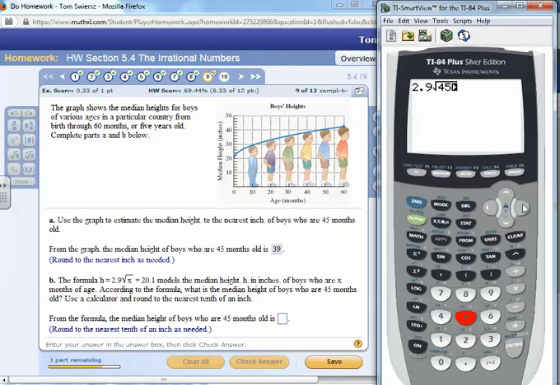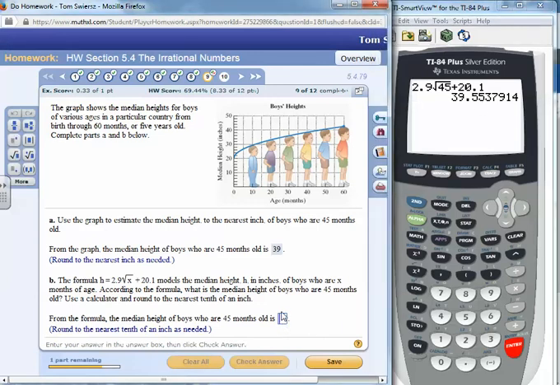Use your right arrow key to get out of the radical. The radical ends there, you see it? And then plus 20.1 is the rest of the formula. There it is, the formula right there. Hit enter and round to the nearest tenth, 39.55. With 1 decimal place, we would round up to 39.6.